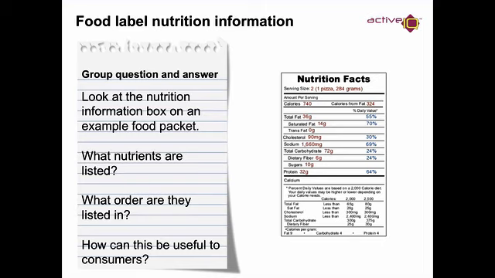But let's work our way down the values so we can look at them in a bit more detail. We can see all of the nutrients. We have total fat, saturated fat, carbohydrate, and protein. You can also see that there's some calcium. What order are they listed in? Covered that off. And how can this be useful for customers? It's all about how you interpret the label.